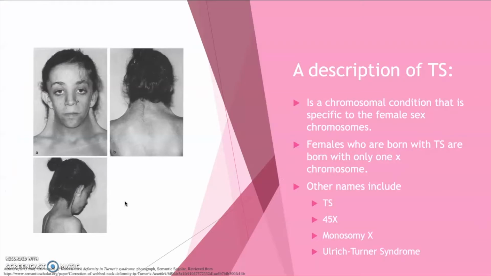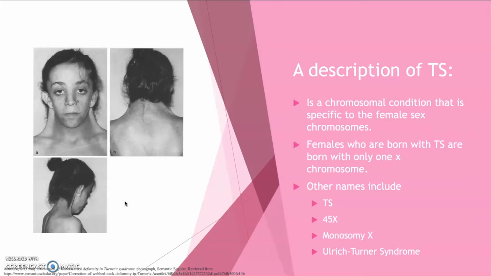Turner syndrome, also known as TS 45X, monosomy X, or Ulrich-Turner syndrome, is a chromosomal condition specific to female sex chromosomes. Females who are born with Turner syndrome are born with a partially missing X chromosome or a completely missing X chromosome. Shown in the images on the left is a woman who has Turner syndrome.